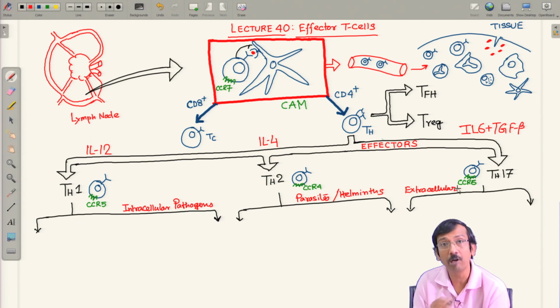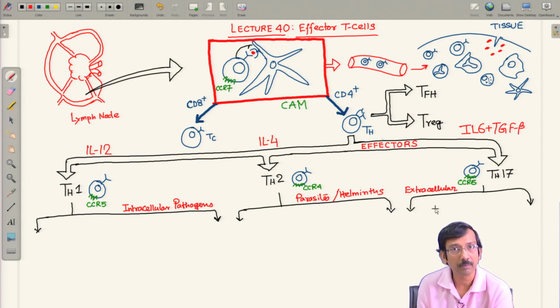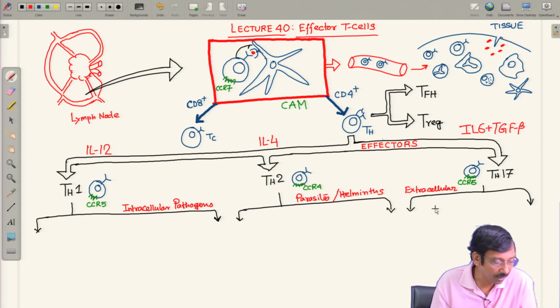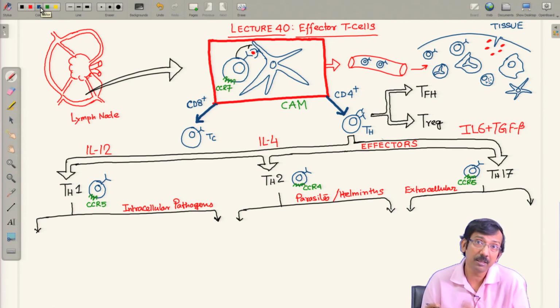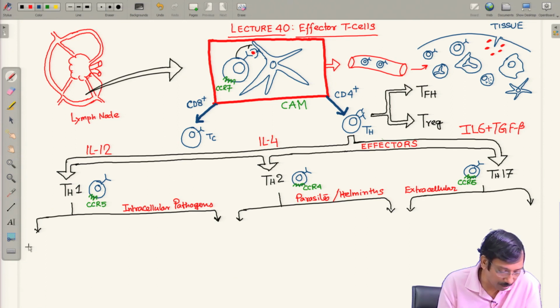So, those which are not being internalized, that has to be dealt with. They are mainly dealt with the Th17 class of cell types, the effector cell types. Now, what these Th1 cell types do primarily, one of the major functions is that they activate a macrophage. So, they can activate the macrophage. And how do they do that?